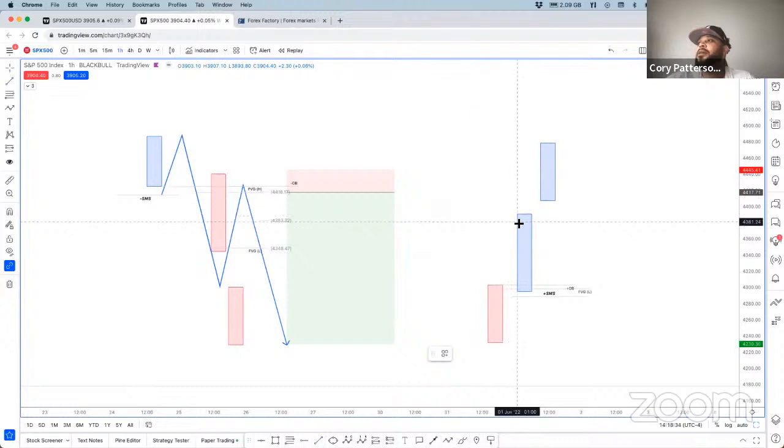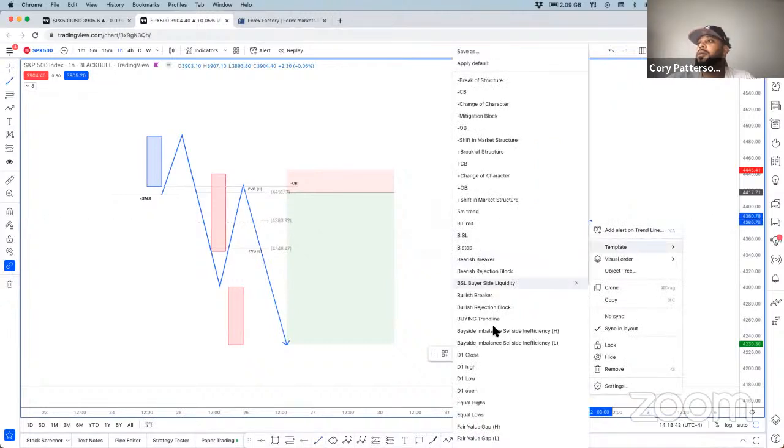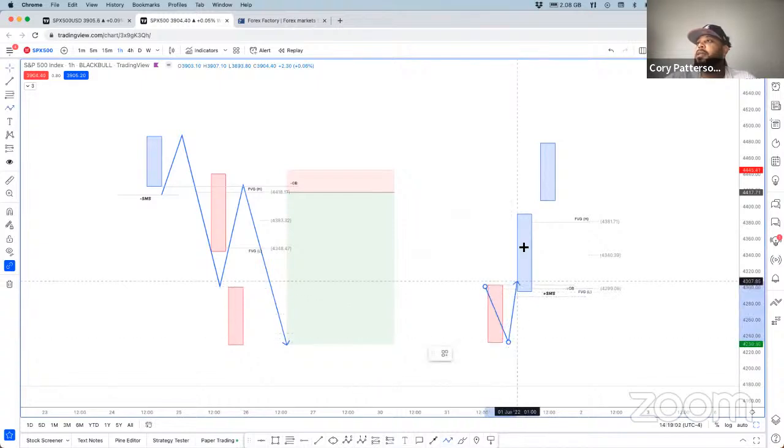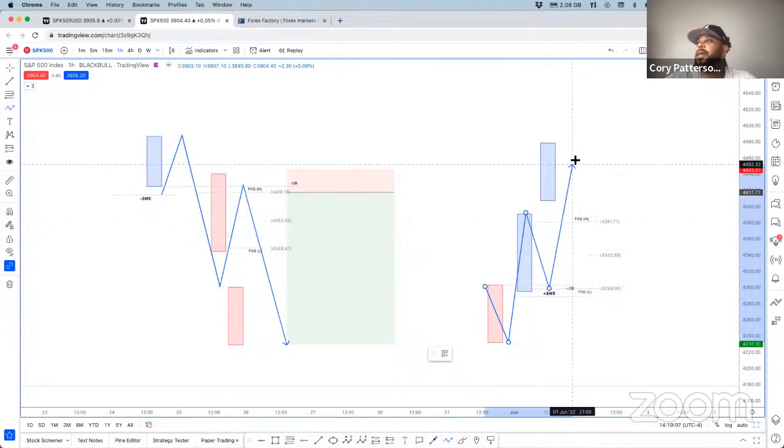This is my high somewhere around here. Then I'm noting these levels in between. And then once I do that, you got something like this. Return to come back to here. That's what you're looking at.